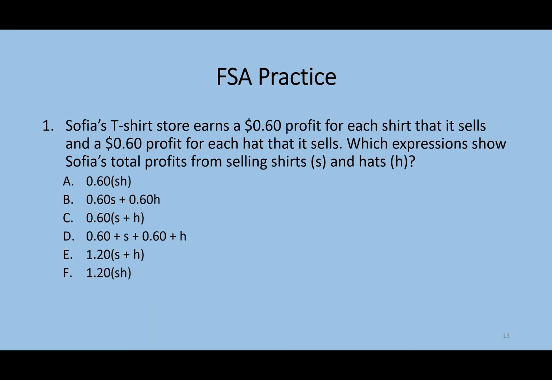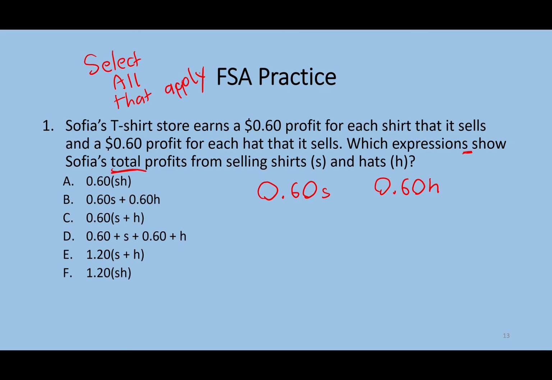Moving on. Sofia's t-shirt store earns a 60-cent profit for each shirt she sells and a 60% profit for each hat she sells. Well, so far that's 0.60 for each shirt, which is going to be S, and a 0.60 profit for each hat, which is going to be H. Which expressions show? So this is going to be select all that apply. Interesting. They tried to sneak that up on us. Which expressions show Sofia's total profits from selling shirts and hats?